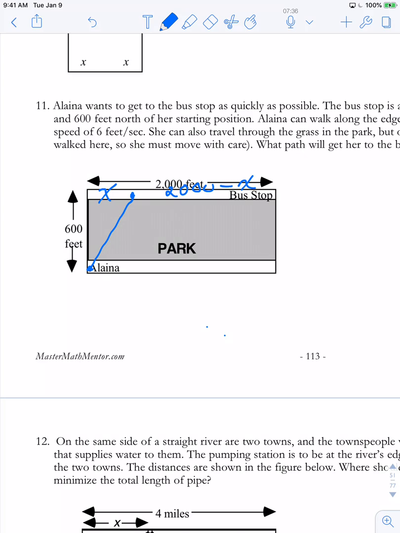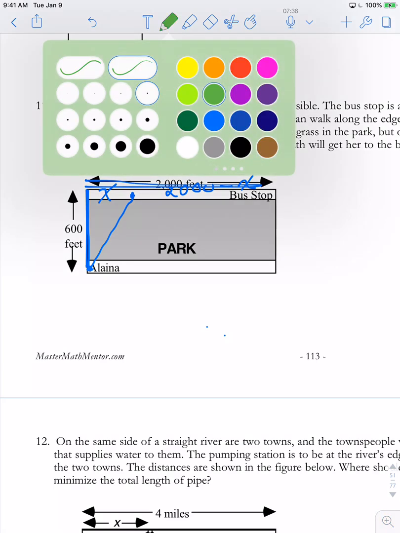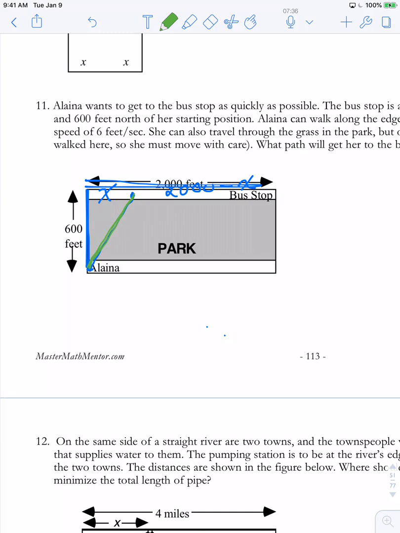She has a different rate when she's walking this way, right, on the sidewalk here, versus when she is cutting through the grass. When she's cutting through the park, she's walking at a slower rate, so we have to keep that in mind too. So there's two parts to this.